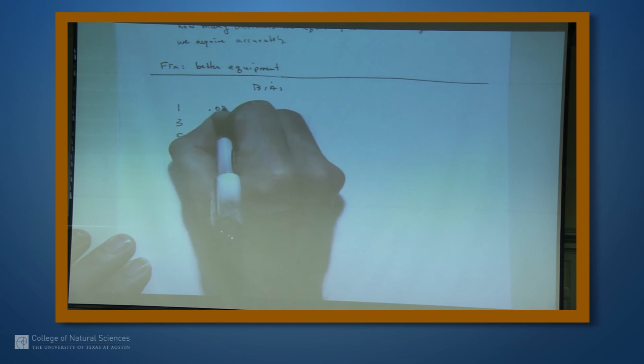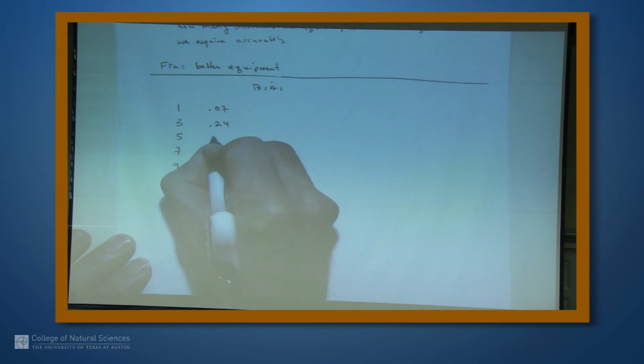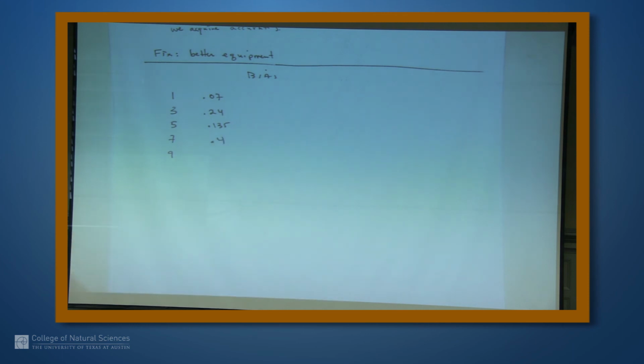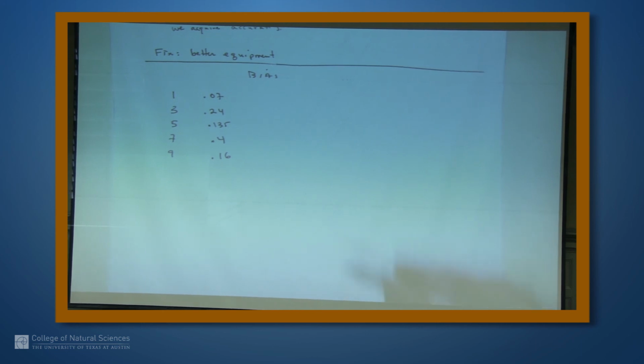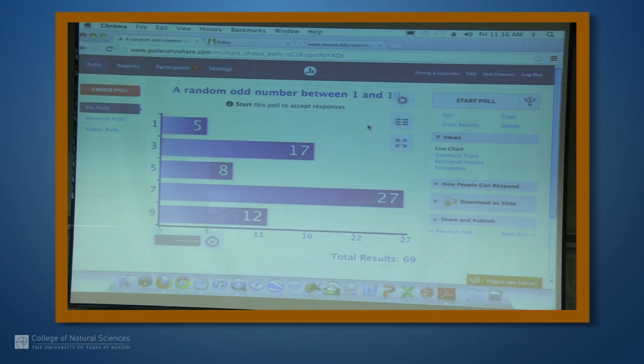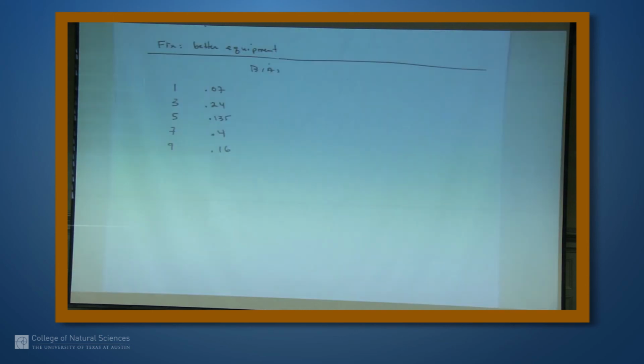For 1, it's about 0.07, 0.24 for 3, 0.135 for 5, which is interesting, right? You might think that's in the middle. This is about 0.4, and I think this is 0.16. They may not add up. I'm not going to ask you to regurgitate these numbers, but 7 is the highest, 3 is the next highest, and you may or may not remember what you just did, but, right? So there you are. You're just as exciting as previous classes have been.